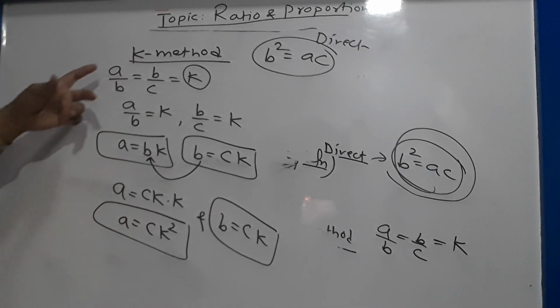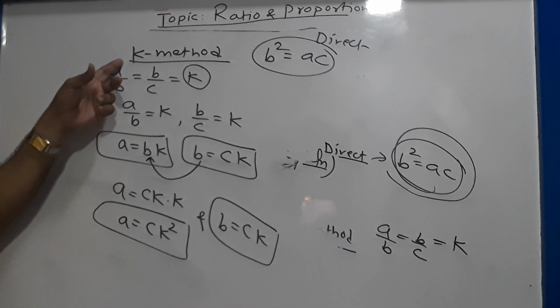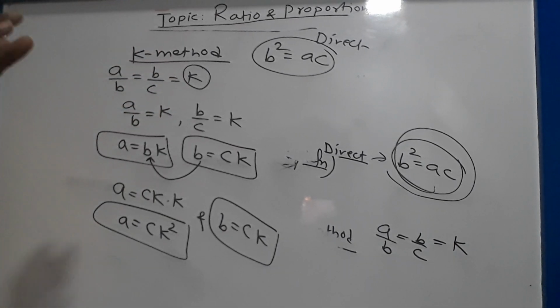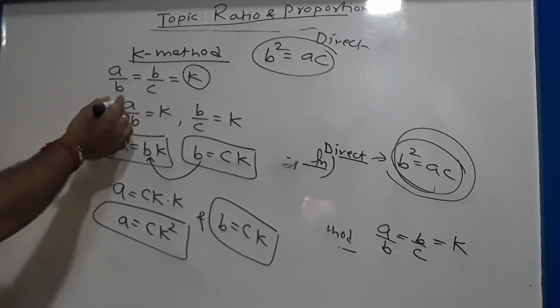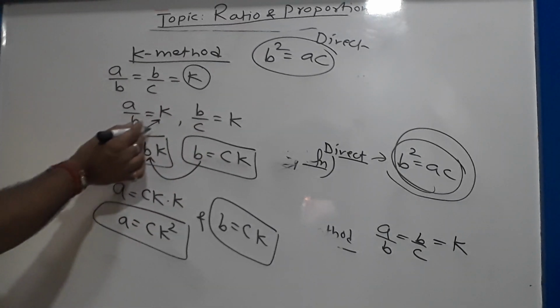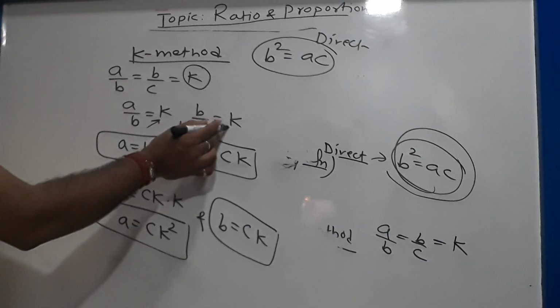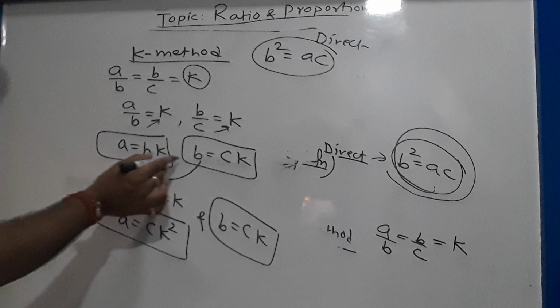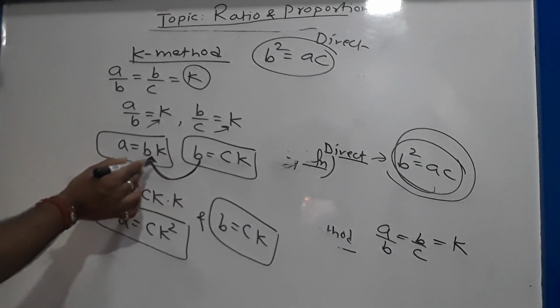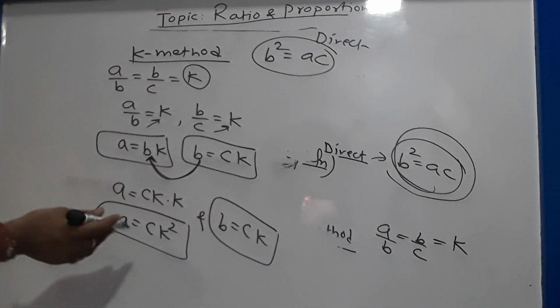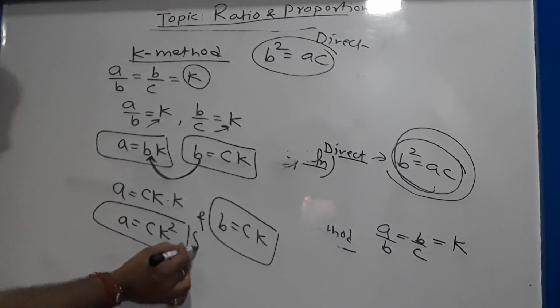Correct? What is the K method? A ratio B is equal to B ratio C is equal to K. A upon B is equal to B upon C is equal to K. Both the ratios are equal to a common number K. So A upon B is equal to K, B upon C is equal to K. So cross multiply: A is equal to BK, B is equal to CK. Correct? Now replace the value of B as CK in this. So you will get A is equal to CK square, B is equal to CK. So what you will do after this step, whichever question is there, the show that part.